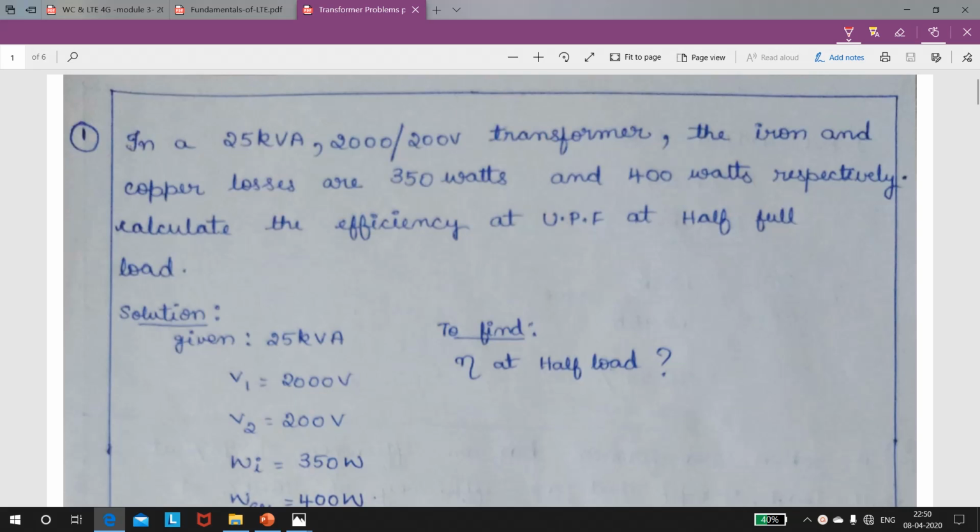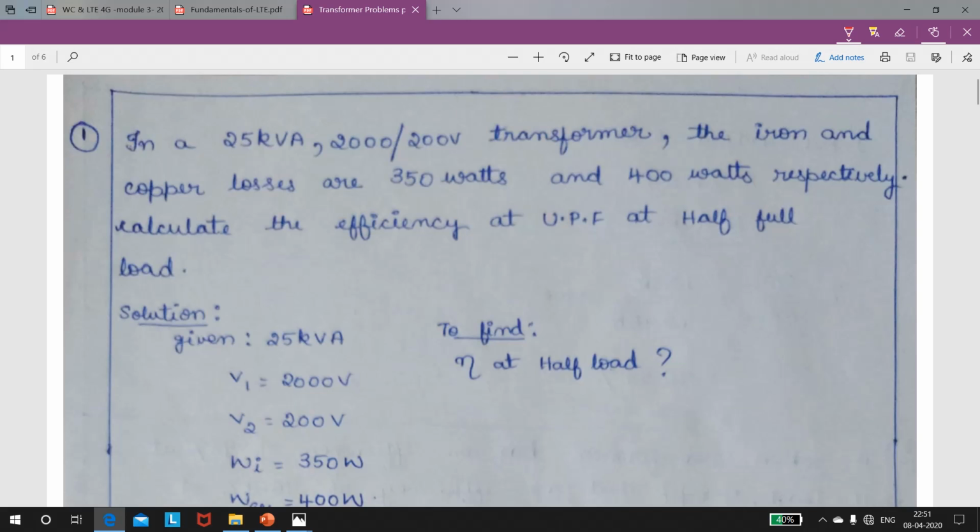You have got two different losses. One is the iron loss, another one is the copper loss. Iron loss is a constant loss. It does not depend on any type of the loads. Another loss is the copper loss. Copper loss depends upon the type of the load. So copper loss is a variable type of loss and it will change according to the type of load connected.